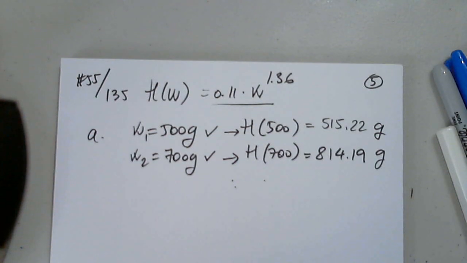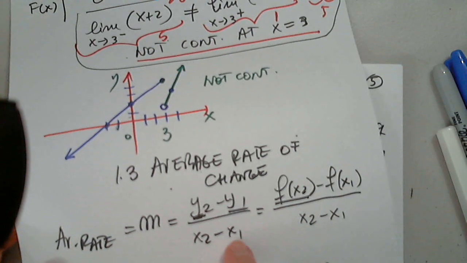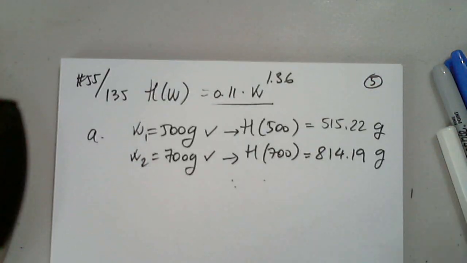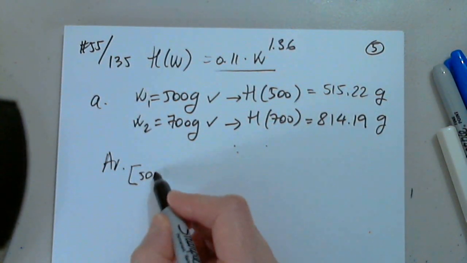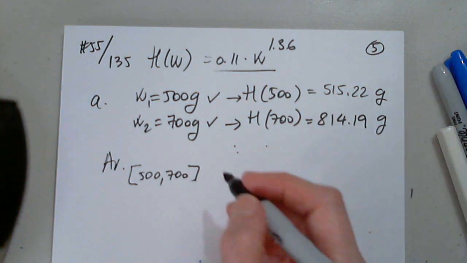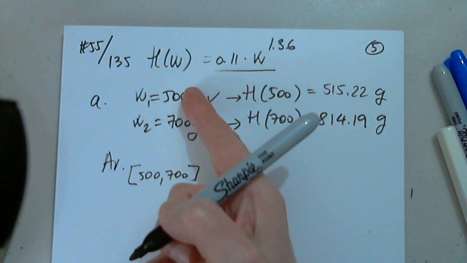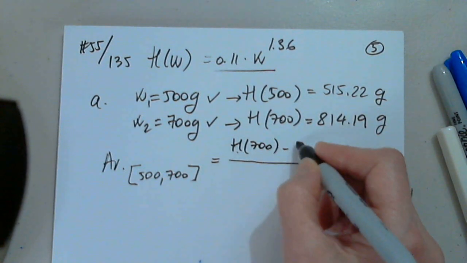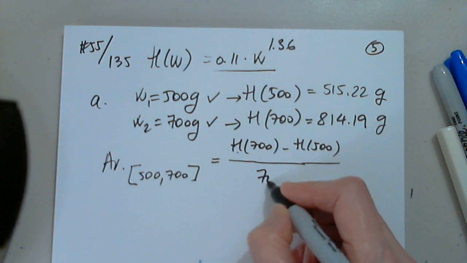Now, all I have to do in order to find the average rate between the points with the given x values, in this case w values, is create the slope. That's all. I like to write it like this. You don't have to, but it tells me exactly what I calculated. So it's y2 minus y1 over x2 minus x1. Let's write it again just to make sure: H of 700 minus H of 500 divided by 700 minus 500.